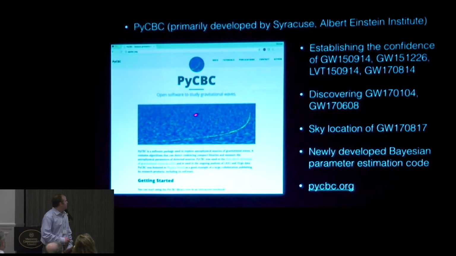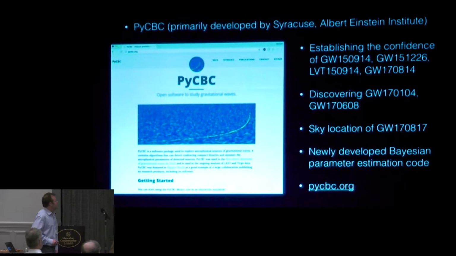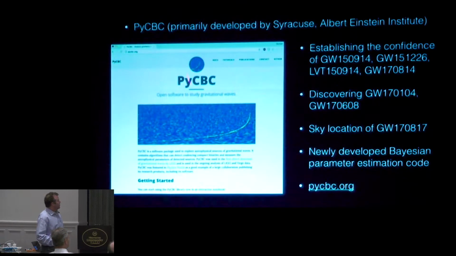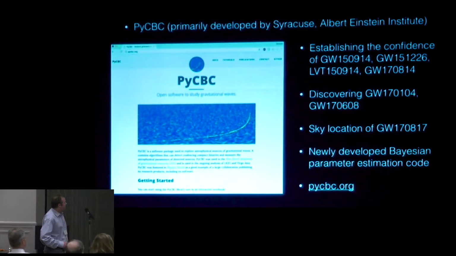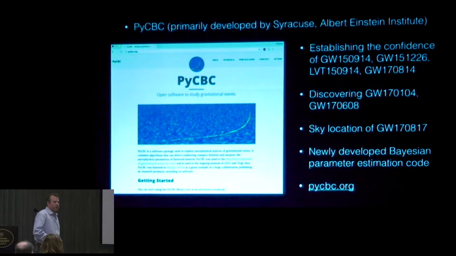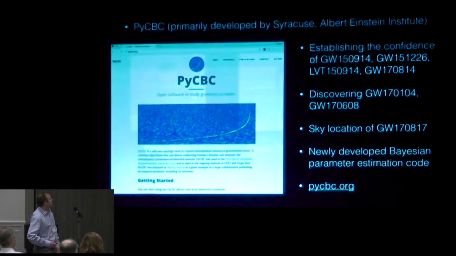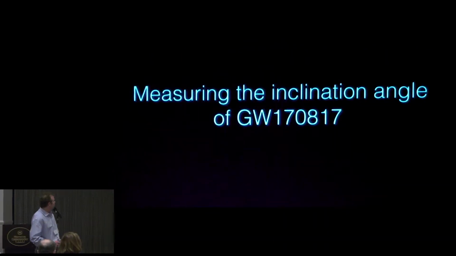So one plug I'll give you is, if you're interested in doing this stuff yourself on the open data, there's a software package called PyCBC. It's available at pycbc.org. It's primarily developed by the Syracuse and AEI groups. It's an open source package for doing this type of visualization, data analysis, all this type of stuff. And Chris, Colin, and Alex are the primary developers of this. They've put a lot of effort into the search code and also more recently into parameter estimation code.